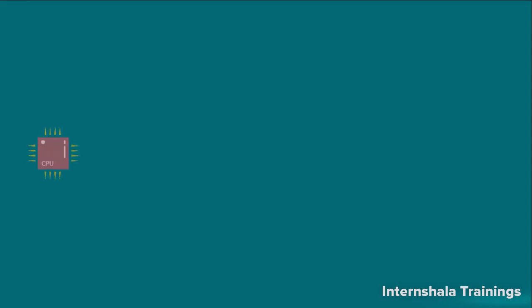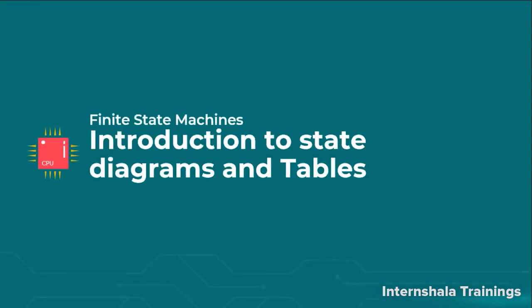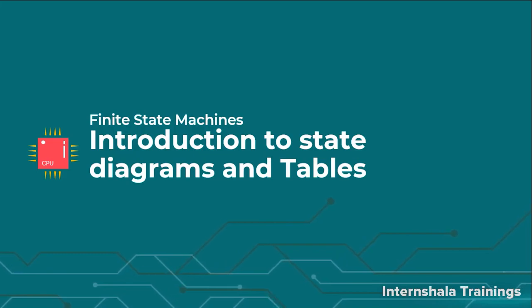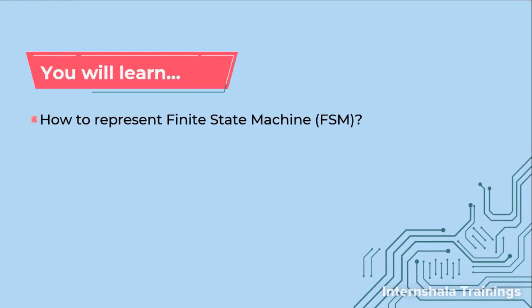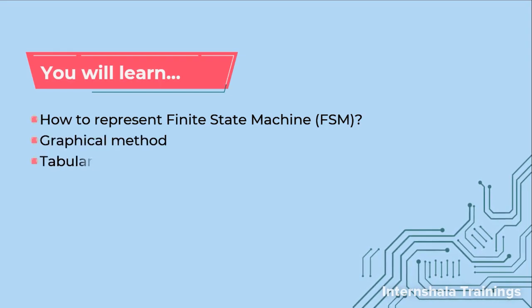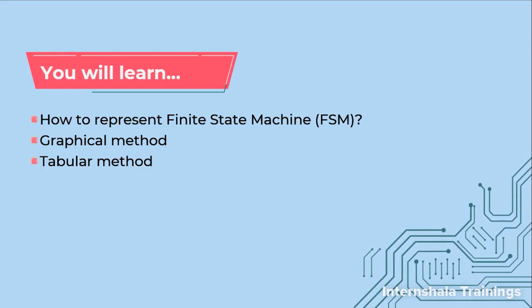Hello students, welcome back. Now that we know about finite state machines, we are going to talk about their representations for easy understanding. So in this video, we are going to talk about how we can represent a finite state machine, and we will discuss two different methods. The first one is a graphical method and the second one is a tabular method. So let us get started.